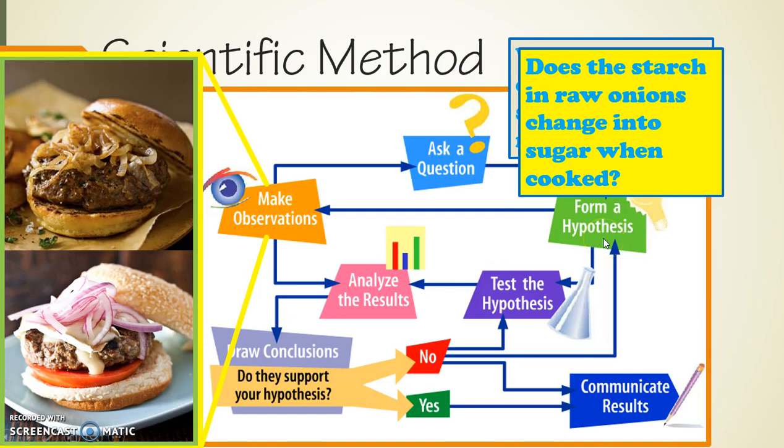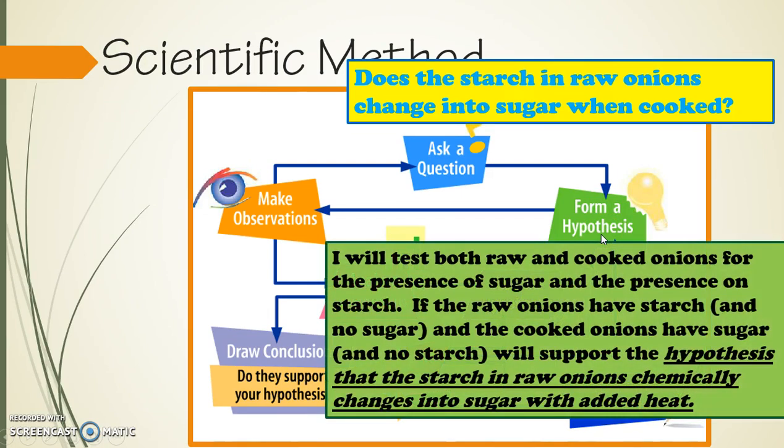I can form a hypothesis from this information because we've got some information now. Now you notice there's a lot here. A hypothesis just isn't a simple if-then statement. It's also talking a little bit about methods. I will test both the raw and the cooked onions for the presence of sugar and the presence of starch. And if the raw onions have only starch and the cooked onions have only sugar, this will support the hypothesis that the starch in raw onions chemically changes into sugar with added heat.